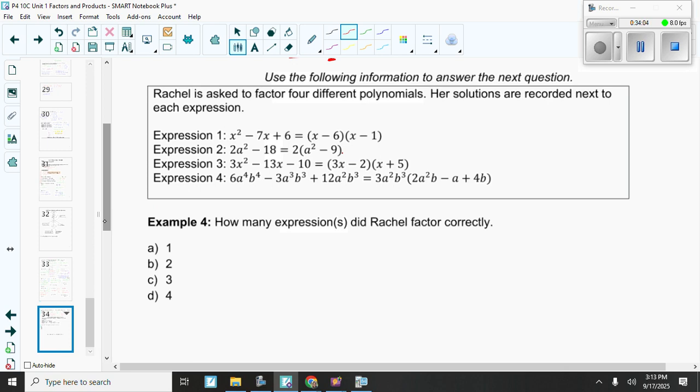I'm just looking at the time here. I want you guys to work on this one. I'm just going to let you know, how many did she actually factor correctly? There's only 1, so see if you can find the 3 that she did incorrectly, and be able to identify those.